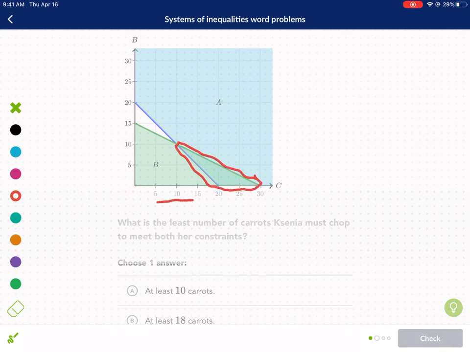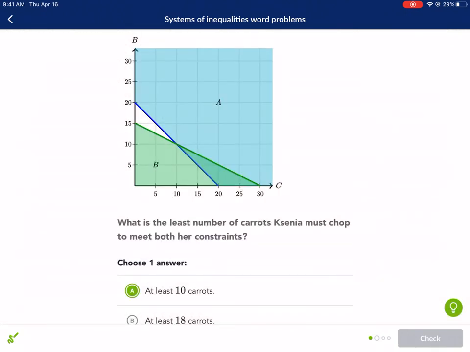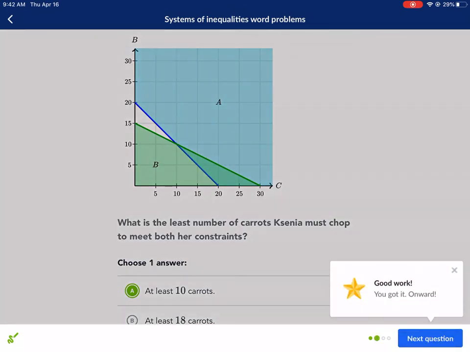Now, if we're only concerned about this axis C, this is carrots. What is the minimum number of carrots for this green region? Well, that's right here. It starts right here. Obviously, in 15, we have this region. 20, we have this region. 25, we have this region. Okay, but it starts at 10. So at least 10 carrots, and then, of course, we could have 15, 20, and more, but at least we need 10 carrots. So let's go ahead and pick 10, and there we go.